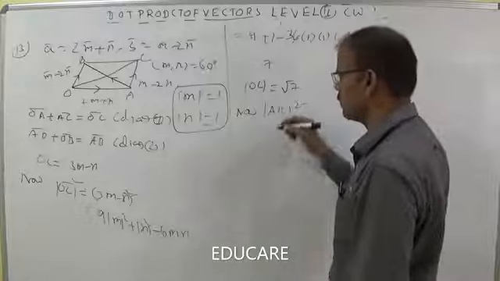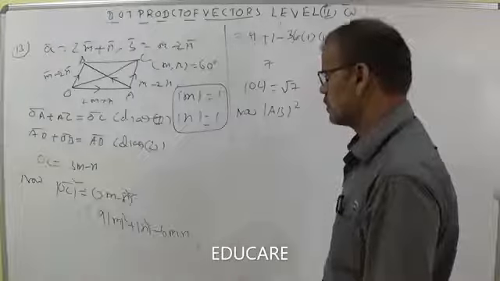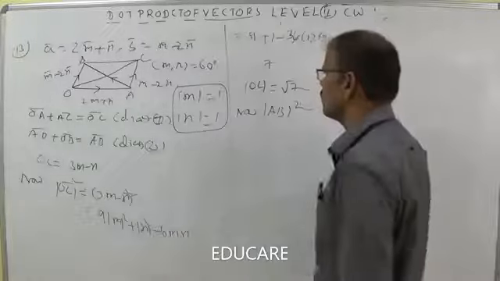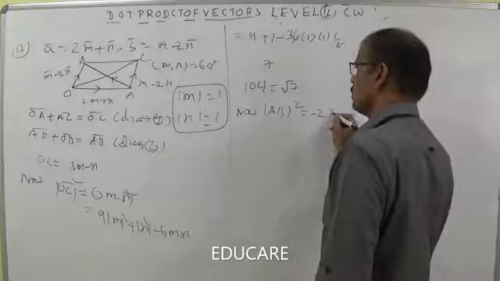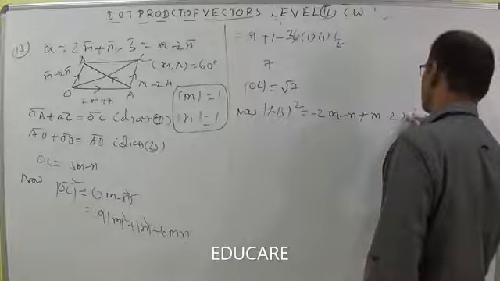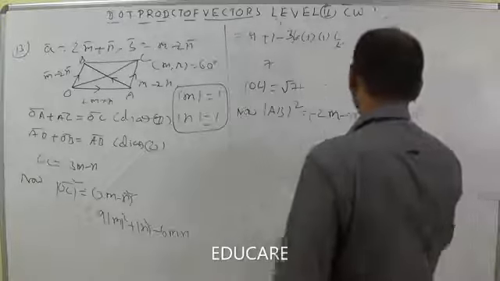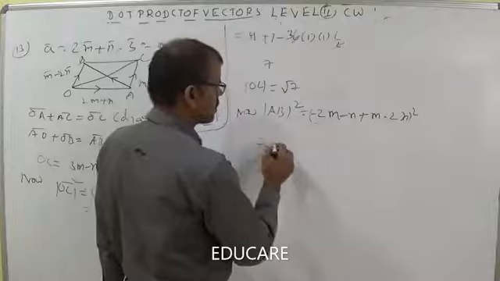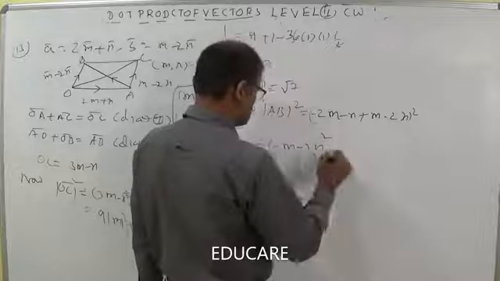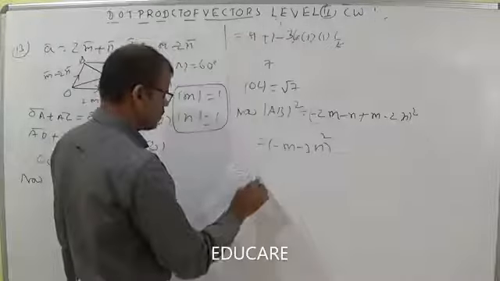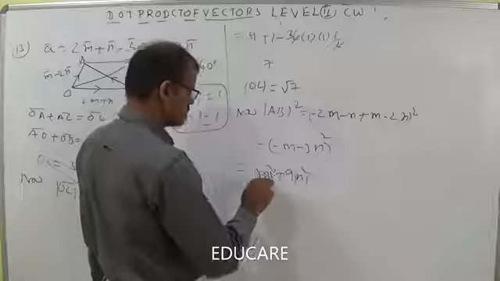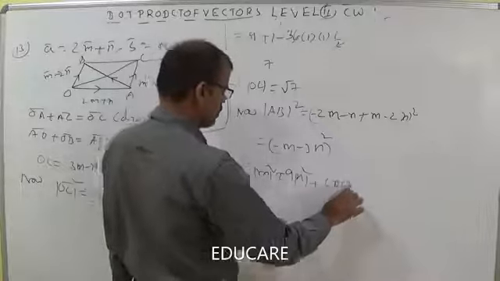What is the value of AB? First let us use this property. AB becomes this side, and the direction changes. I am writing minus 2m minus n plus m minus 2n, total whole square. What is minus 2m plus m? You can write minus m minus 3n, whole square. So you can write now m square plus 9n square plus 6 m bar dot n bar.